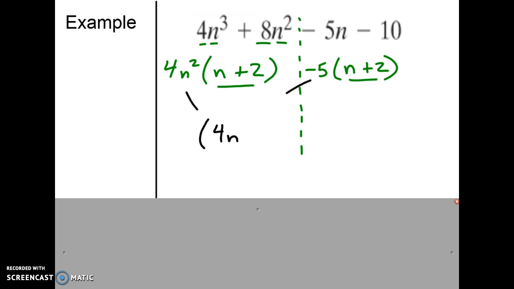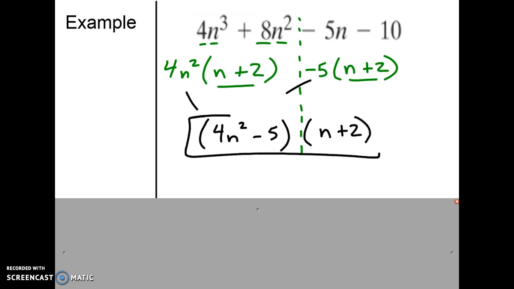We have 4n squared minus 5, and then we have n plus 2. And that would be your factored form. It would be factoring that four-term cubic expression.